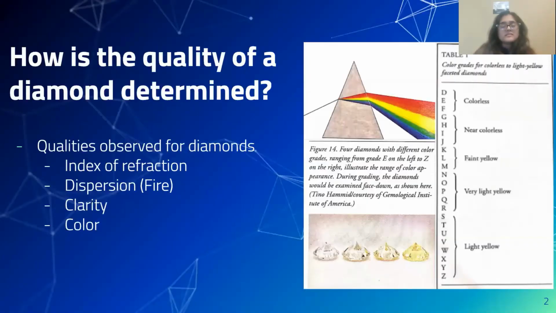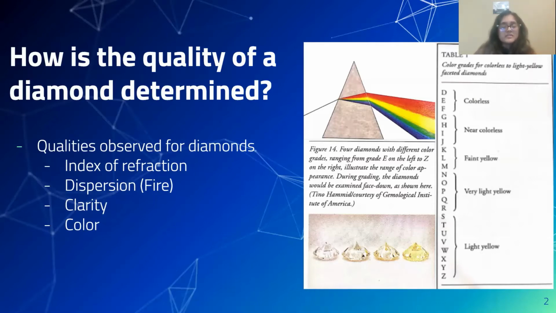To begin, let's consider how the quality of diamonds is determined. Diamonds have been prized since antiquity for both their rarity and beauty. They were symbols of power and wealth. The qualities of diamonds that contribute to this great beauty and therefore the value of a diamond are index of refraction, dispersion, also known as fire, clarity, and color.